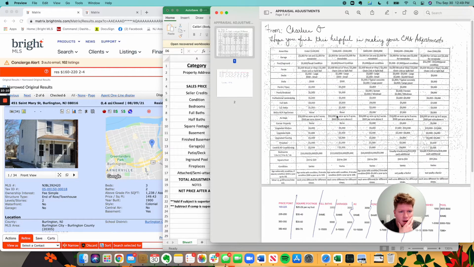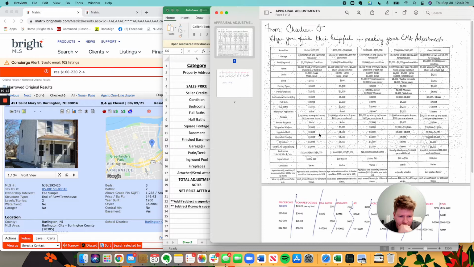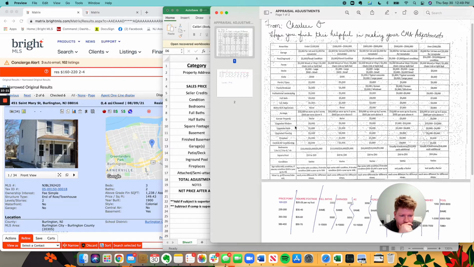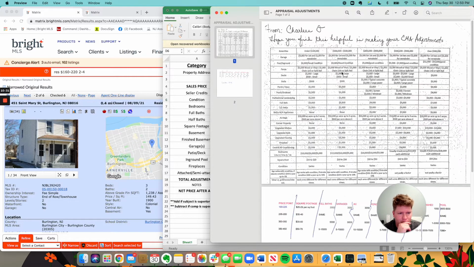All right, condition. Upgraded bath, kitchen. Yeah, we have kind of all of this stuff: flooring, bath. If you look here, we did $2,000 for a kitchen, $1,000 for a bath, $1,000 for the flooring, and that's under 100,000. We're in this price range here, 100 to 200,000. So we're looking at 3,000, 1,500, 1,500. That's 6,000 in difference.